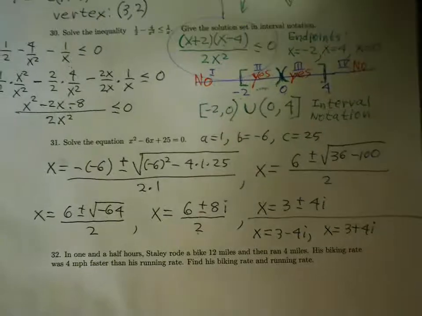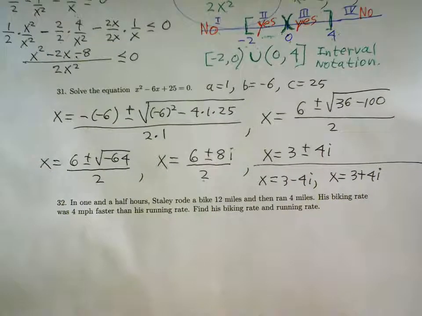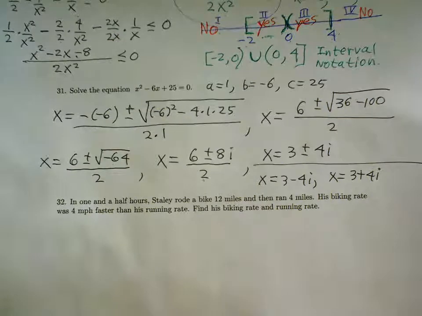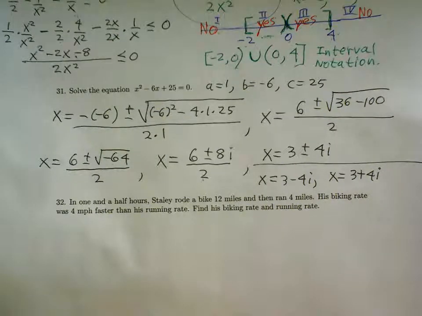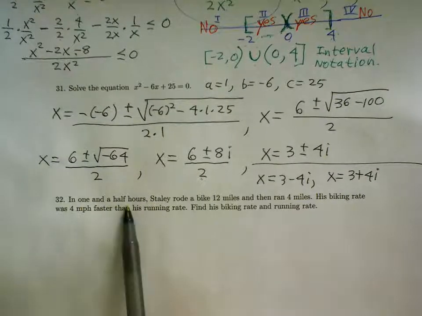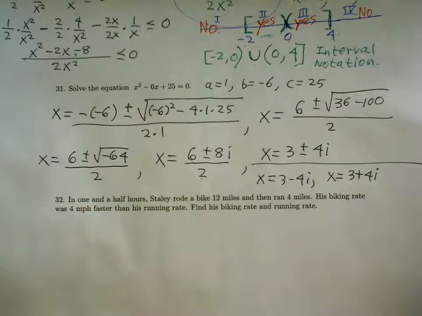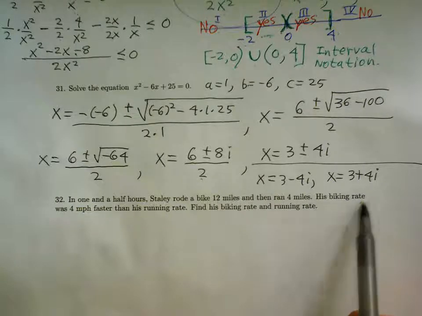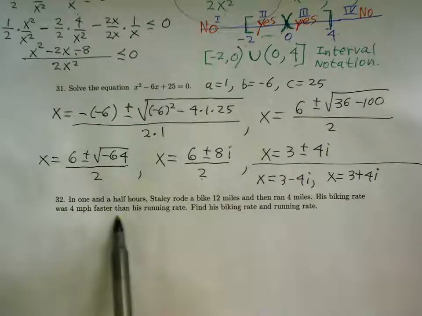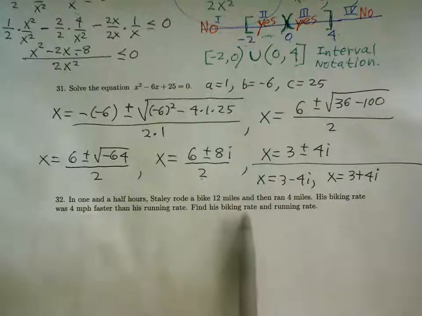The next problem, this is a uniform motion problem. So think of equations of the form rate times time equals distance. This one says in 1.5 hours, Staley rode a bike 12 miles and then ran 4 miles. His biking rate was 4 miles per hour faster than his running rate. Find his biking rate and running rate.